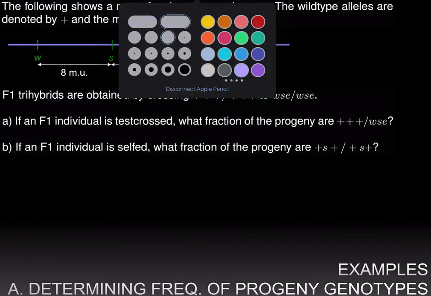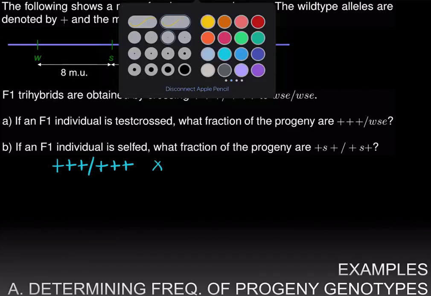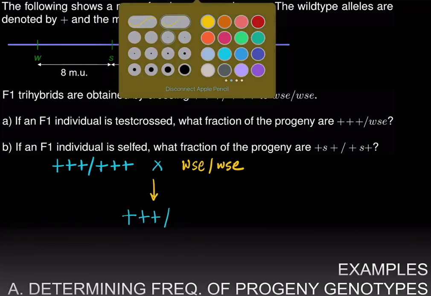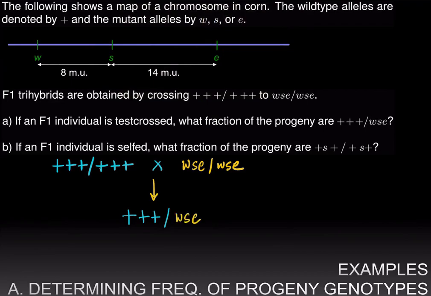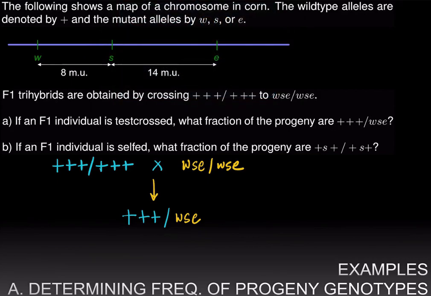The first step is to write down the cross that gives us the trihybrid individual, and therefore we have plus plus plus over plus plus plus as one of the parents, and they're being crossed to WSE over WSE, and this will give us a trihybrid individual who is plus plus plus over WSE. And we can actually make a map of the chromosomes of this individual.